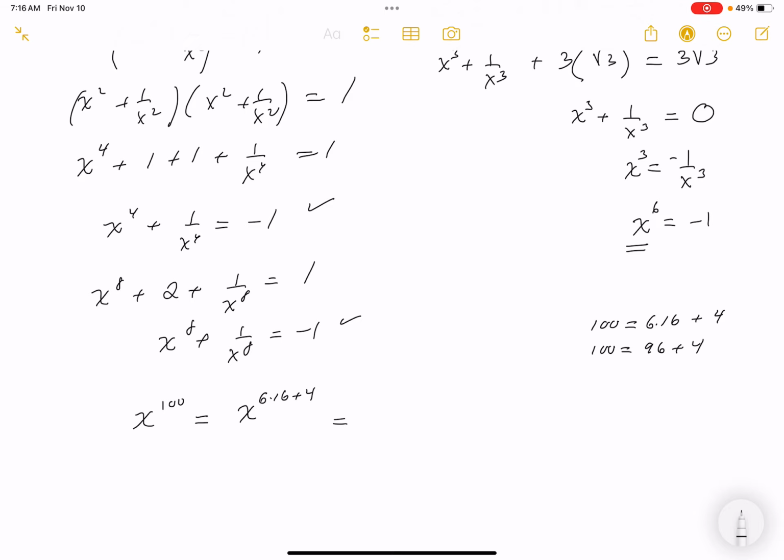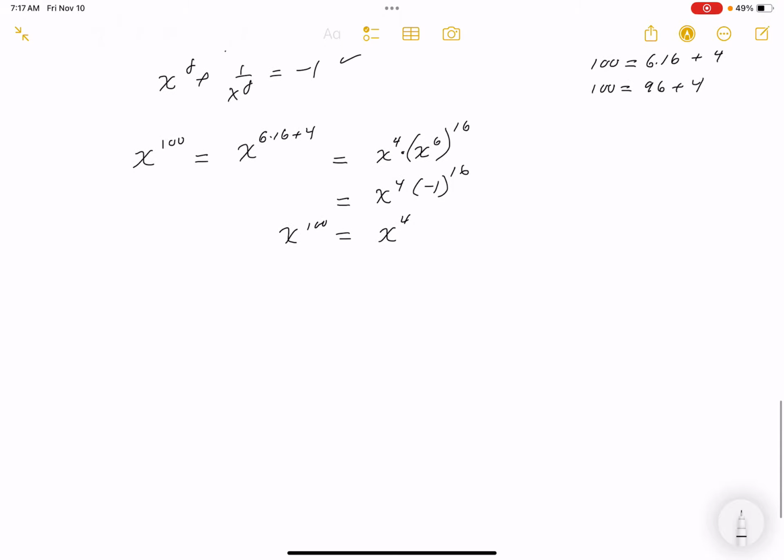And I kind of use rules of exponents. Let's go through that. I'll be careful here, right? So it's going to be x to the 4th times x to the 6th raised to the 16th power now. Just using simple rules of exponents. What do I know x to the 6th is? It's minus 1. All right? So I'm going to put this over here. x to the 4th, this would be minus 1 to the 16th. And what does that give you? Just x to the 4th. So this is kind of unusual. x to the 100 reduces to x to the 4th.